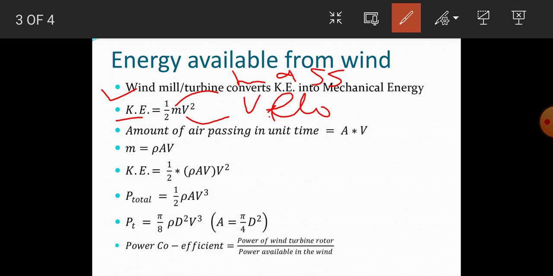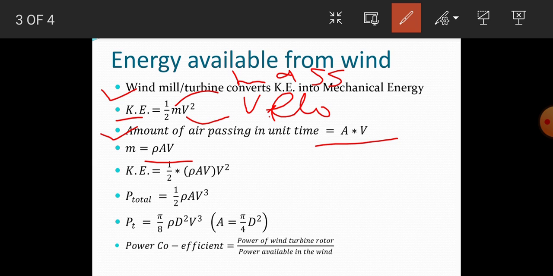If we want to calculate that, the amount of air passing in unit time through an area A, and having velocity v, will be equal to A times v, that is area into velocity. Now the mass flow rate of air, that is m dot, will be equal to rho A v.